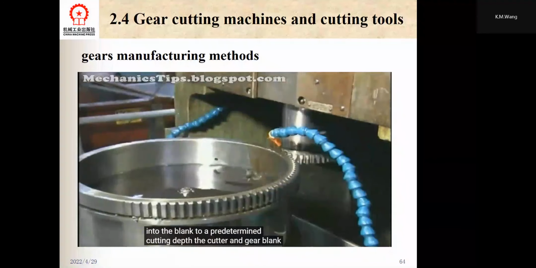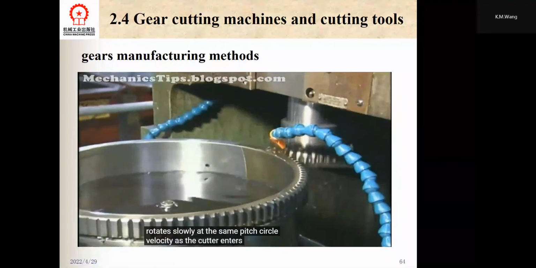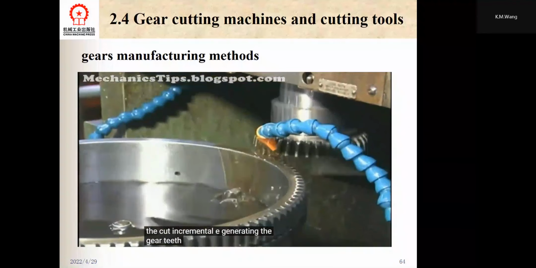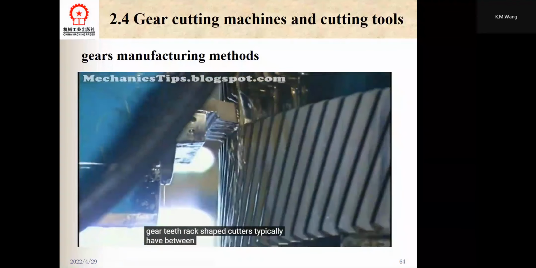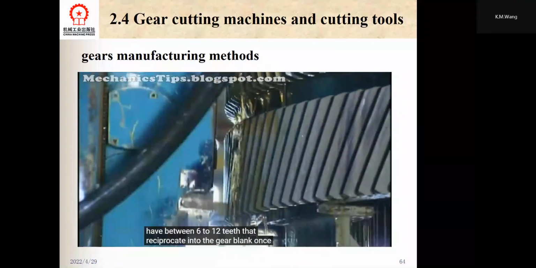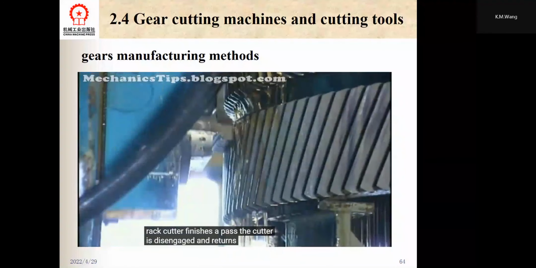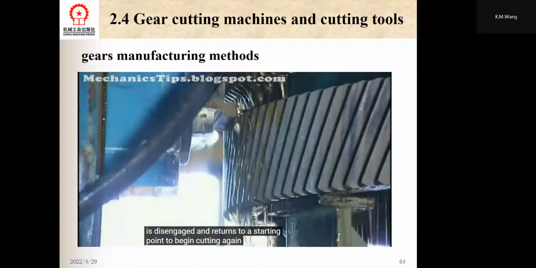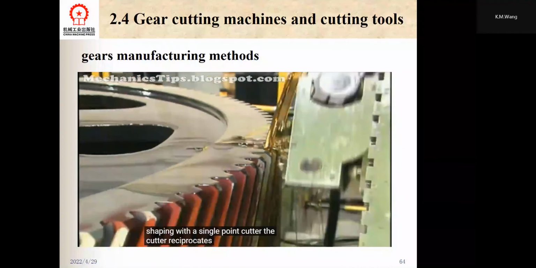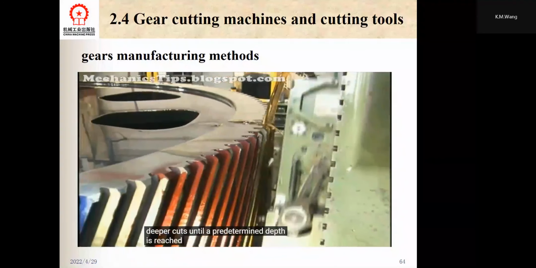The cutter and gear blank rotate slowly at the same pitch circle velocity as the cutter enters and exits the cut, incrementally generating the gear teeth. Rack-shaped cutters typically have between 6 to 12 teeth that reciprocate into the gear blank. Once the rack cutter finishes a pass, the cutter is disengaged and returns to a starting point to begin cutting again. When shaping with a single-point cutter, the cutter reciprocates, making successively deeper cuts until a predetermined depth is reached.